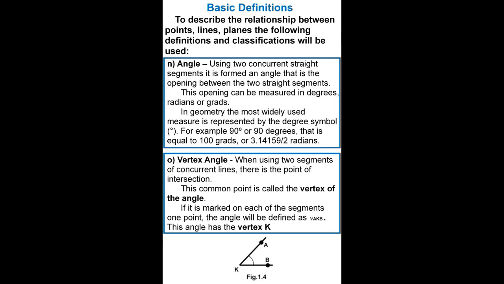The point of intersection of the two segment lines that form the angle is called the vertex of the angle. If a point is marked on each of the segment lines, point A on a segment of a line and point B on the other segment of a line, the angle will be defined as angle AKB. The point of intersection is the point K. Then this angle has the vertex K. The use of the angle symbol before the three letters that define the angle is optional. The figure 1.4 presents the angle AKB that has the vertex K.